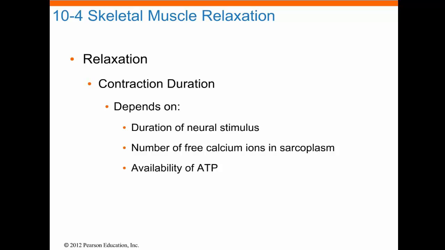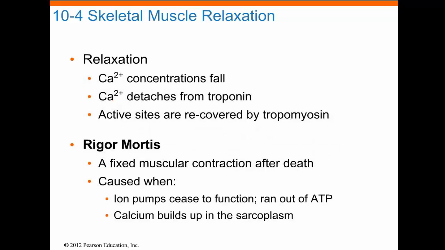So during relaxation, it depends on the duration of the neural stimulus, the number of free calcium ions in the sarcoplasm, and also the availability of adenosine triphosphate, or ATP, the molecules of energy that the body makes. Relaxation occurs when the calcium level falls and it detaches from troponin, and the active sites are able to recover. The active sites are able to recover by tropomyosin.